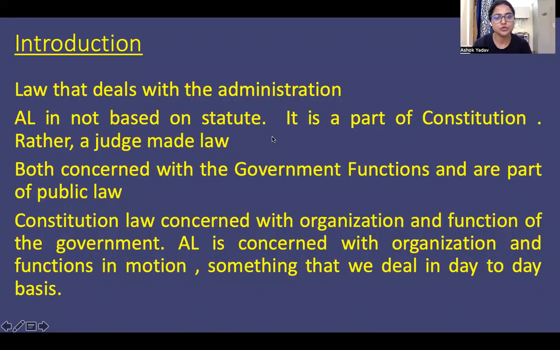Okay, so first of all, let me introduce the subject and what exactly it is. Administrative law is a law which deals with the administration. Right? Administrative law is not based on statute. That is to say, you will not find any legislation or any statute which is exclusively talking about it, because it's a part of the Constitution, and rather it is also called a judge-made law, because administrative law is also considered to be a manifestation of the judges' decisions. That is, it has also come through the decisions that judges give.